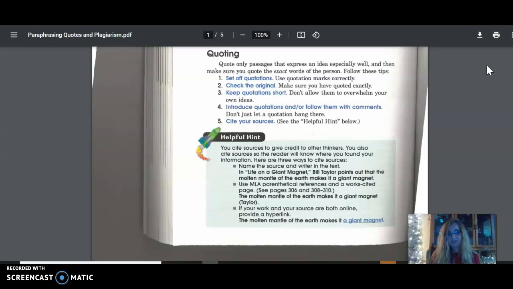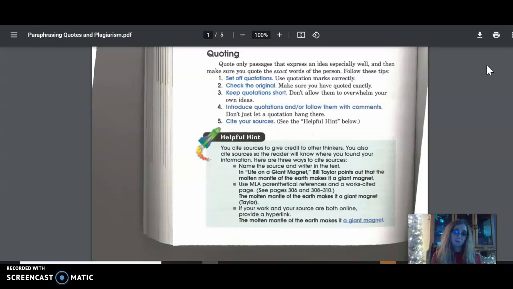Okay, let's go through the list here. Set off quotations, so use quotation marks correctly. Again, this is something that we talked about in class, and you have the sample note cards. You have those quotation marks that show you how to do that already in that sample, so you don't have to worry about that. We've gone over that, and you have the model.